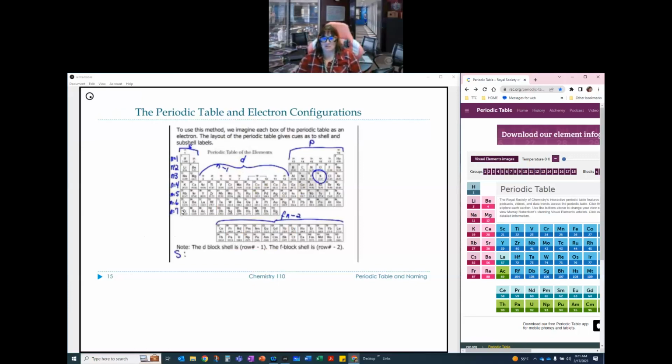So here's my S block, here's my D block, here's my P block, and here's my F block. You'll notice that this says n-1, this is n-2, and this shows my row numbers. So 1, 2, 3, 4, 5, 6, 7. Okay. So that is what I was talking about in terms of how we know what those numbers are.